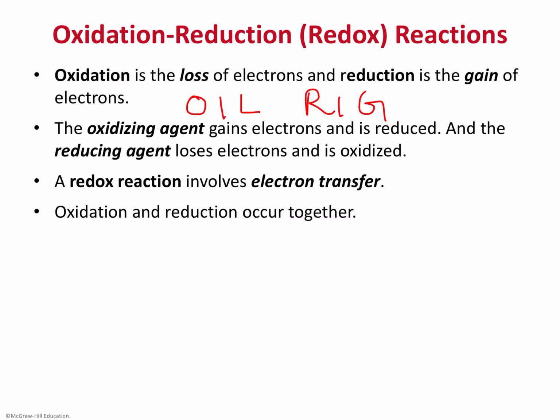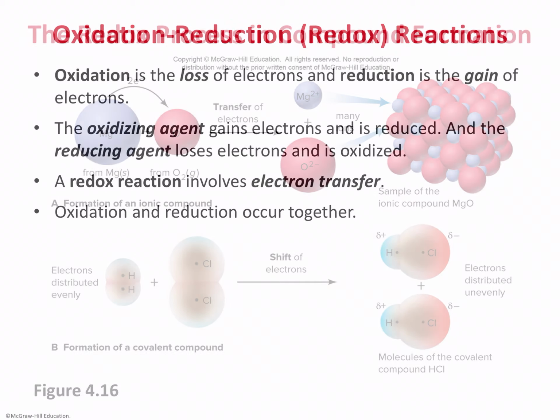Okay, and then there are two agents. The oxidizing agent gains electrons and is reduced, and the reducing agent loses electrons and is oxidized. A redox reaction involves electron transfer, and the oxidation and the reduction should occur together.